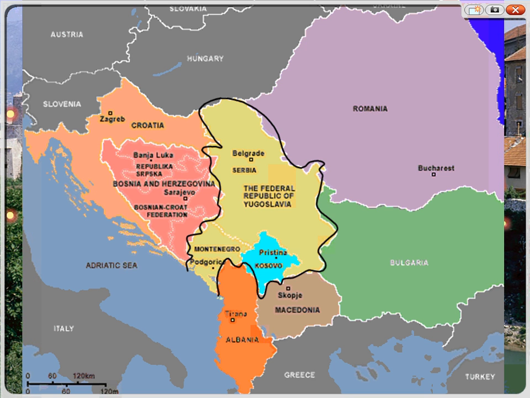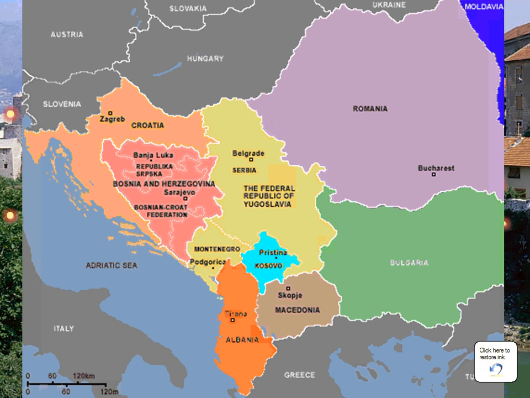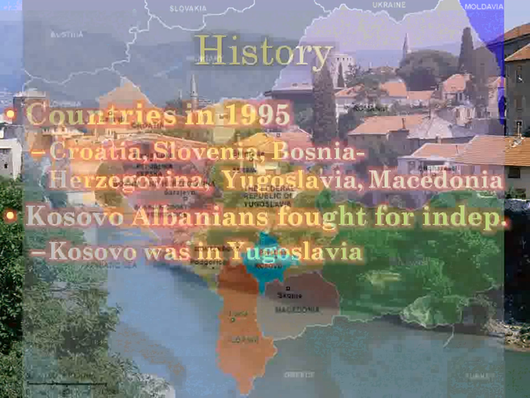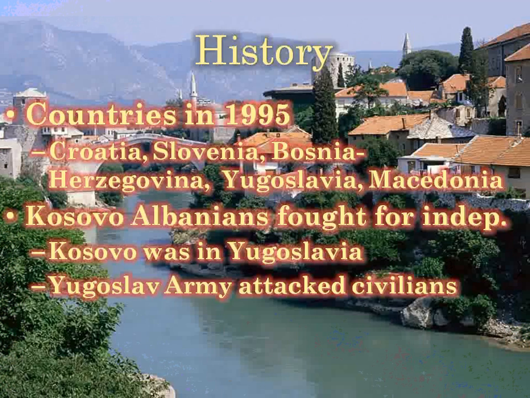Their people are related to the people in Albania. They are Albanians. They are also Muslim. The same religion that the people in Serbia were trying to kill in Bosnia-Herzegovina. So, after 1995, they were still fighting in this region, in Kosovo. The Yugoslav army attacks civilians, attacks men, women, children, old, young. People that don't have weapons are being attacked.